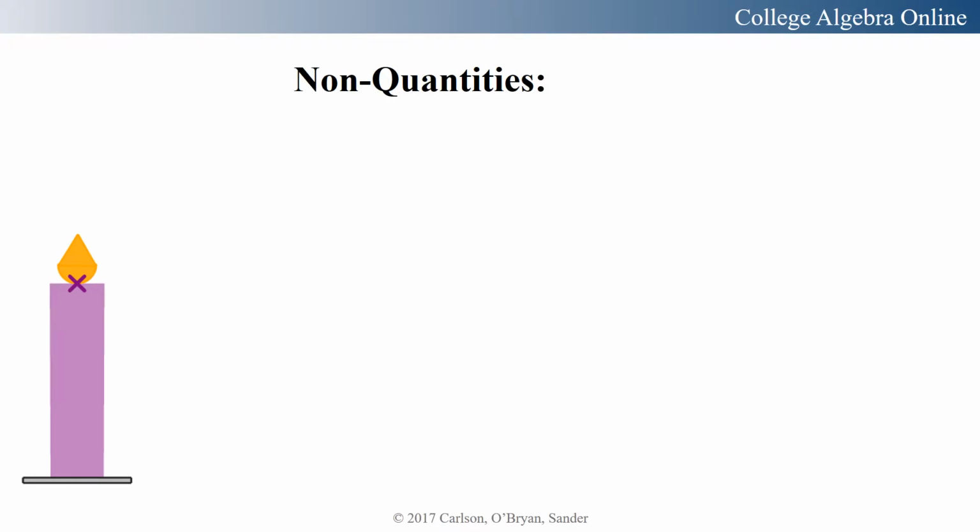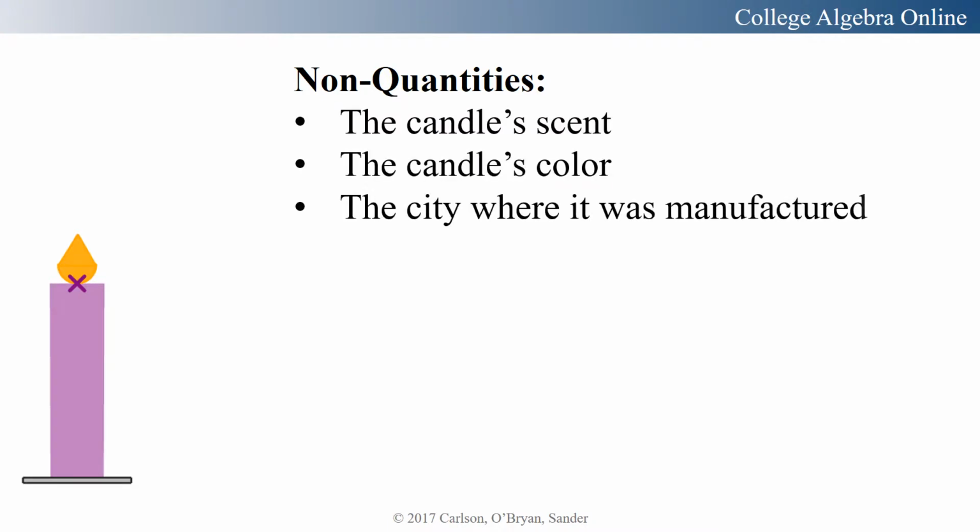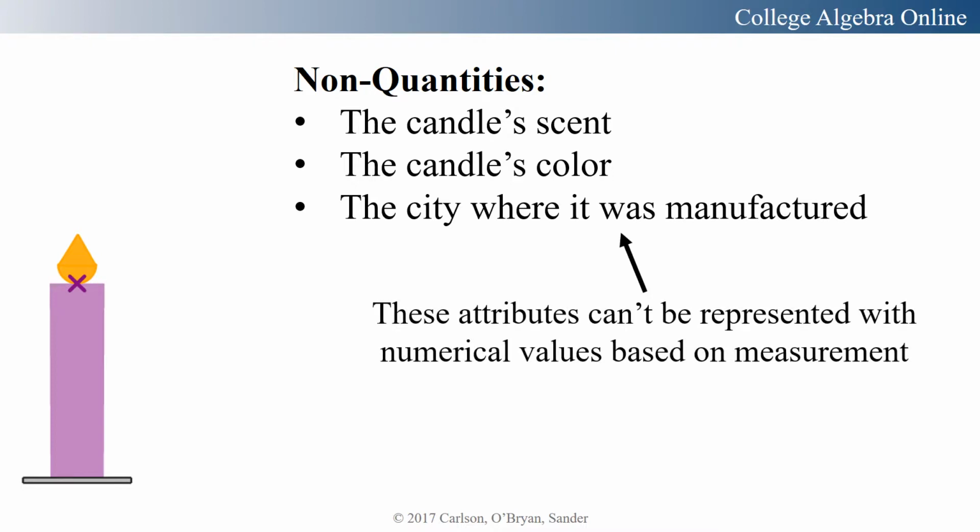Some attributes of the situation don't really take on measurements. For example, the candle's scent, its color, and the city where it was manufactured are some examples of non-quantities. We can't represent these attributes with numerical measurements, and therefore we can't talk about the relationships using the tools of mathematics.